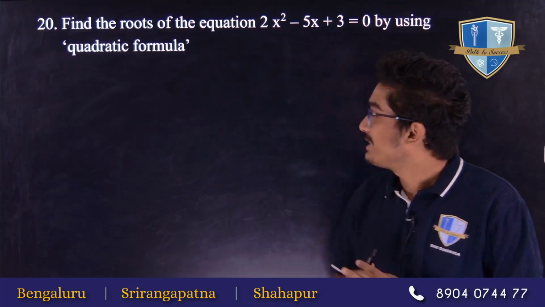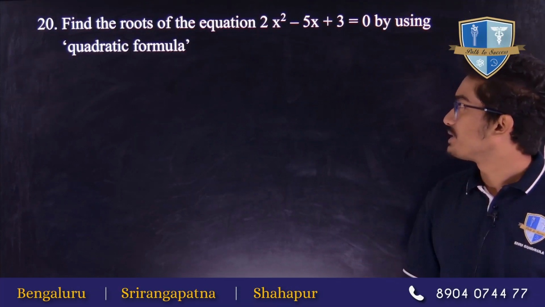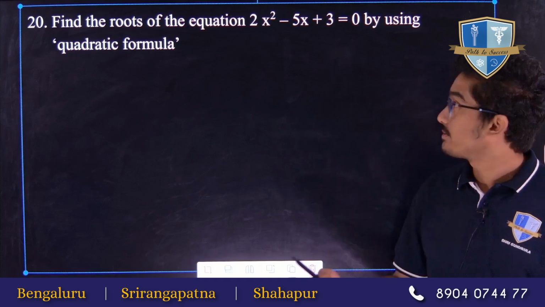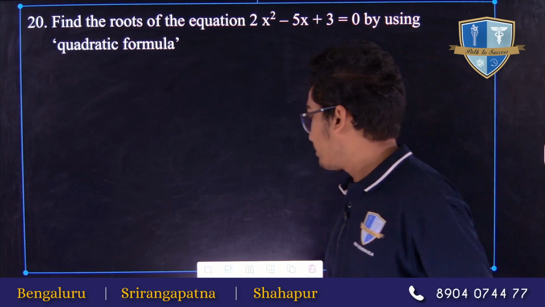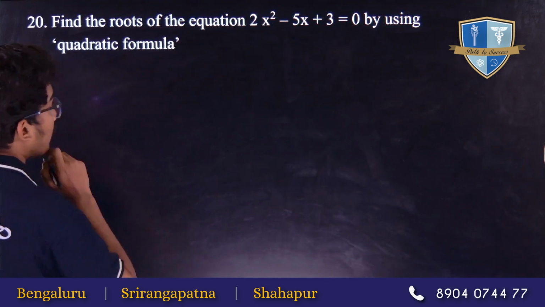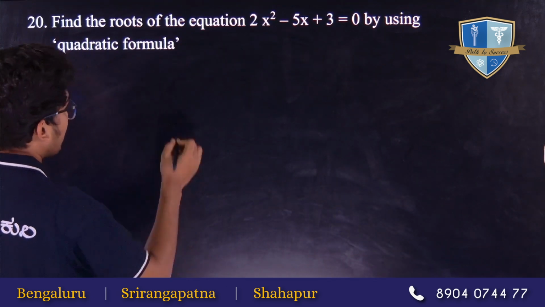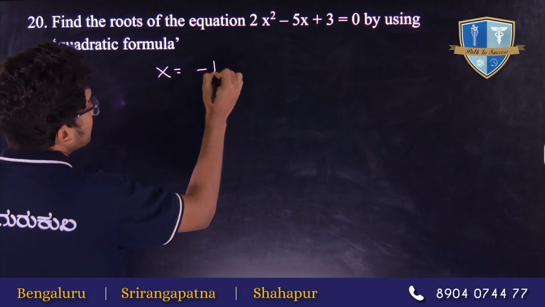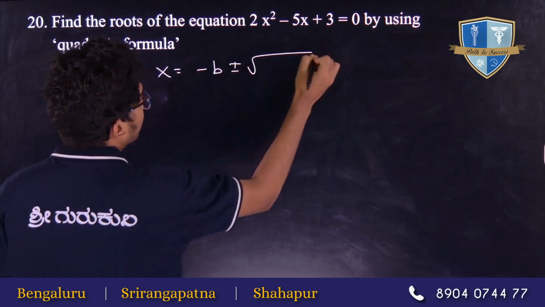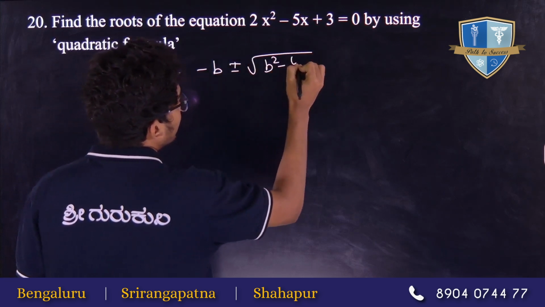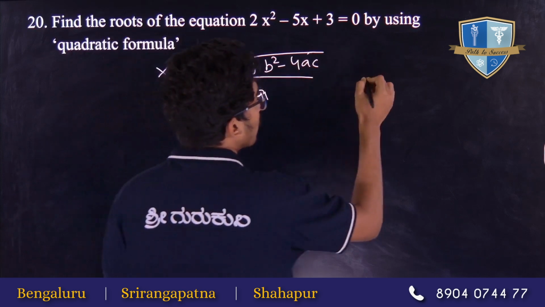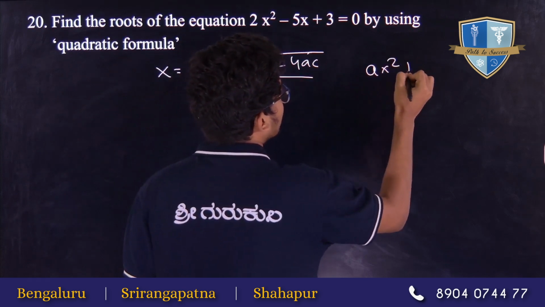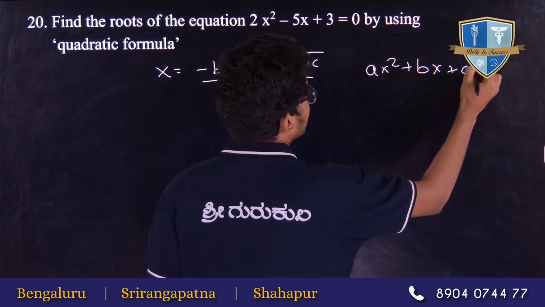So next question is, find the roots of the quadratic equation 2x² − 5x + 3 = 0 by using the quadratic formula. To solve this question, the quadratic formula that we know, Sridhar Acharya's formula, that is x = (−b ± √(b² − 4ac)) / 2a. This is for a general quadratic equation, ax² + bx + c = 0.